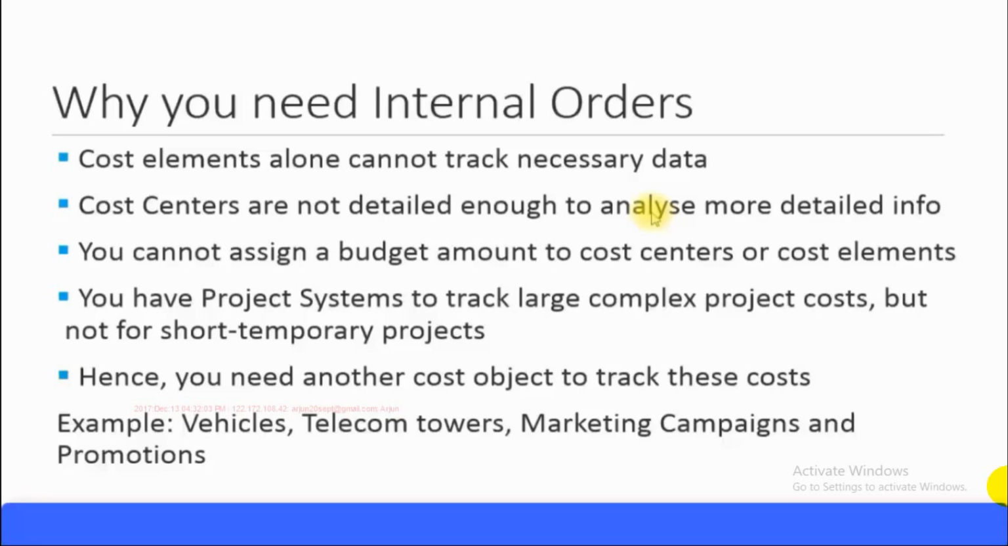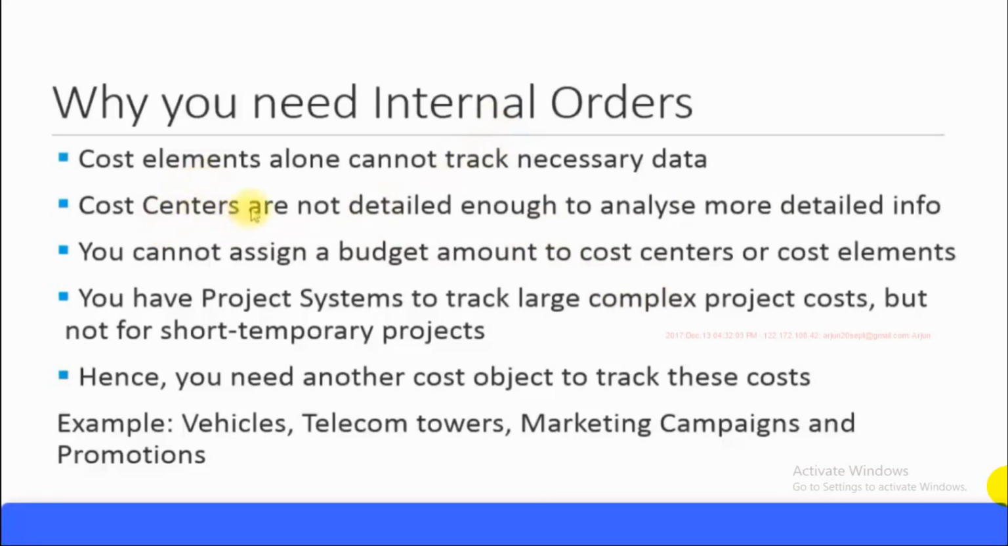So by having an internal order for each of those vehicles, it makes it much easier. You post all the necessary expenses to the cost center, but at the same time you mention the vehicle's internal order also at the time of posting. Because by maintaining that vehicle's internal order at the time of posting, you can track all the expenses posted to that particular vehicle. So again, you need internal orders because cost elements and cost centers alone are not enough to analyze more detailed info.